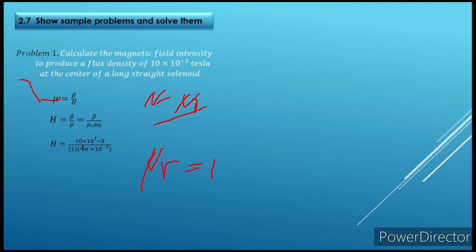And our magnetic field intensity for this problem is 7,958 ampere turn per meter.